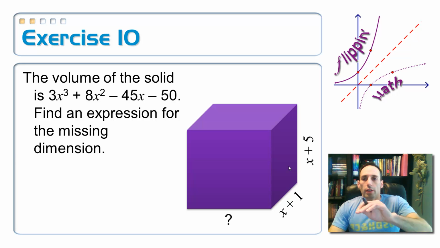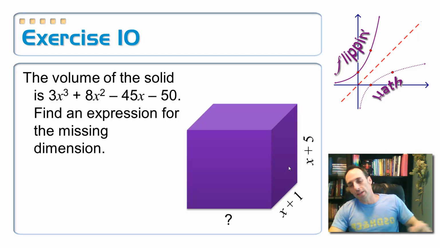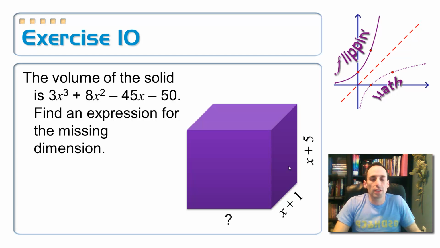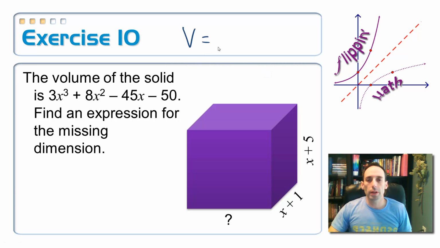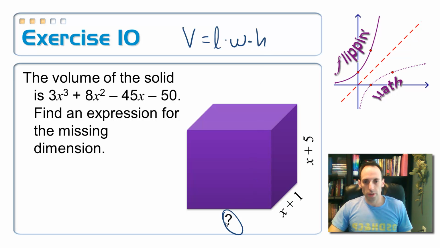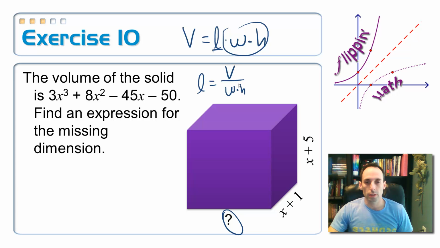Okay. Last one, the volume of the solid is 3x cubed plus 8x squared minus 45x minus 50. Very realistic problem. Find an expression for the missing dimension. Okay, so volume was calculated by taking the length times the width times the height, right? And essentially I'm missing one of these. Let's just call that the length. So how would I get the length from this formula? Well, I just need to divide these over there into V. So the length would be equal to the volume divided by the width times the height.